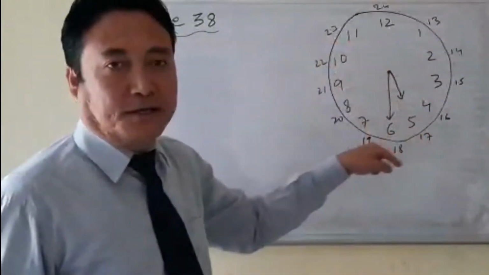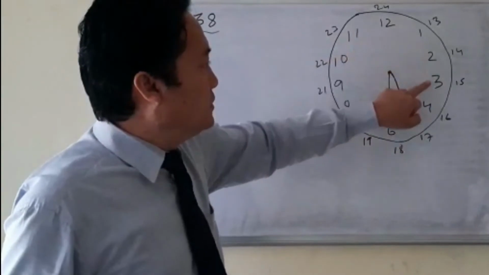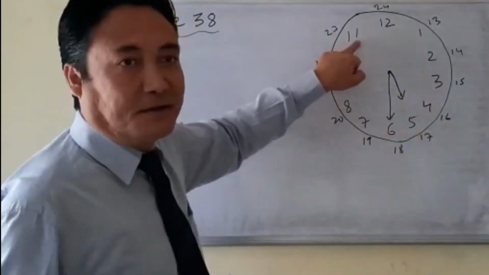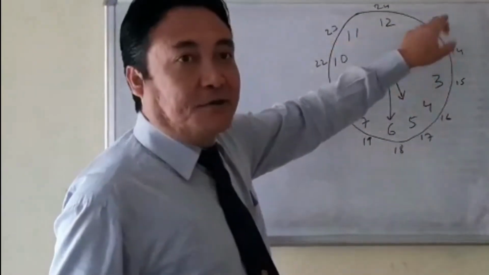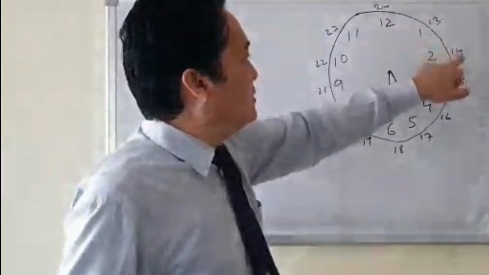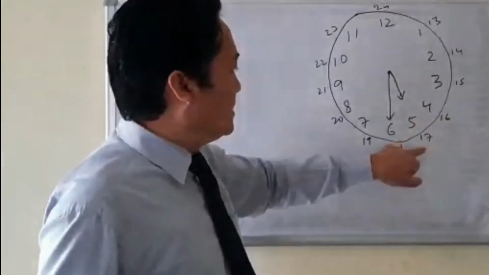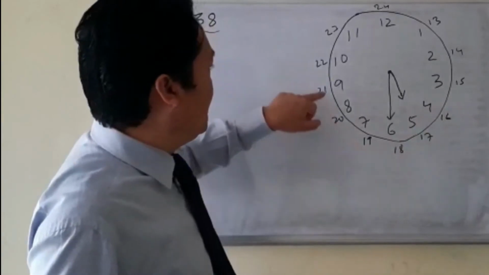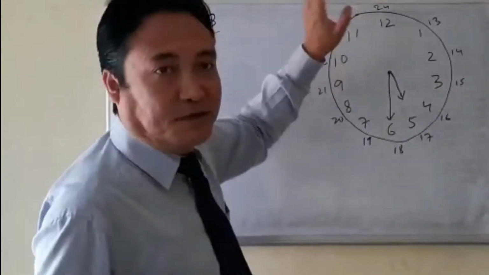So look at this clock here. This is 12, 1, 2, 3, 4, 5, 6, 7, 8, 9, 10, 11. Okay, so from 12, afternoon, 1 can be considered as 13, 2 as 14, 3 as 15, 4 as 16, 5 as 17, 6 as 18, 7 as 19, 8 as 20, 9 as 21, 10 as 22, 11 as 23, and 12 as 24.